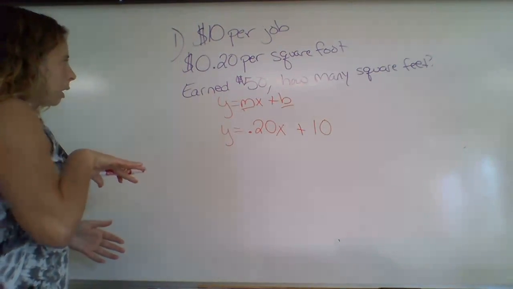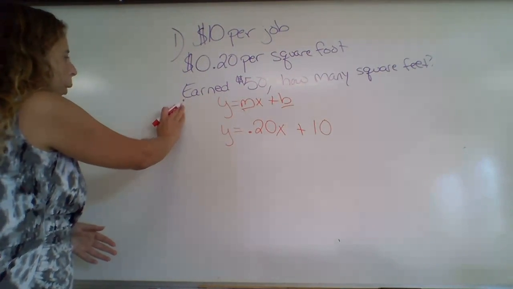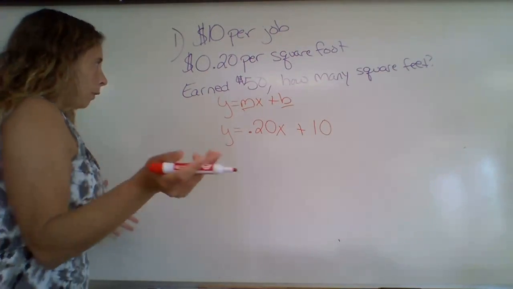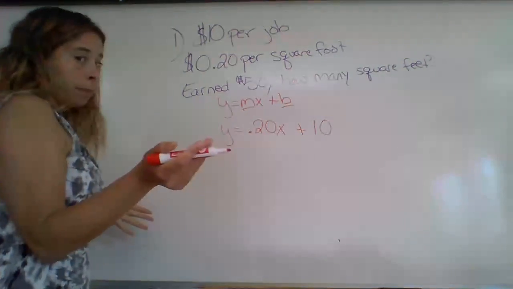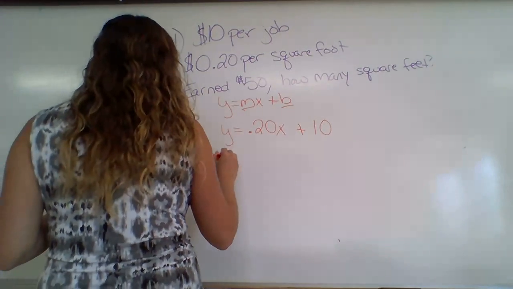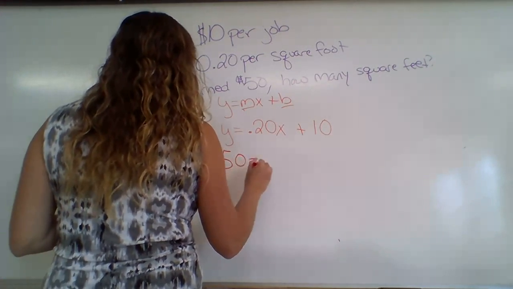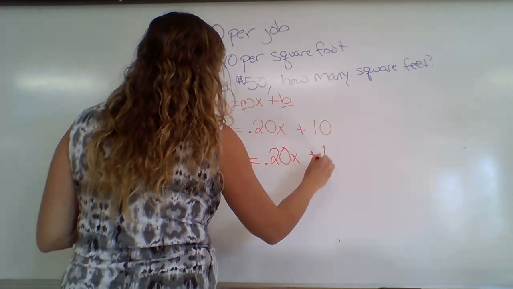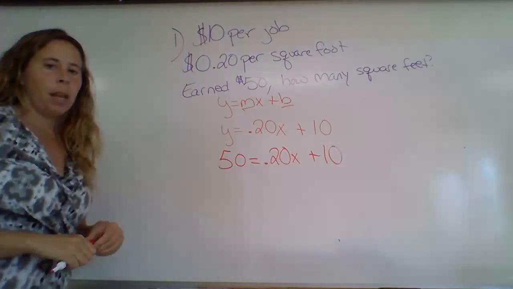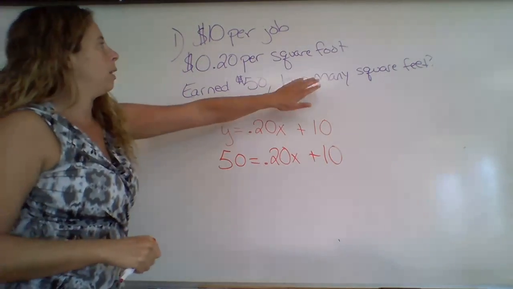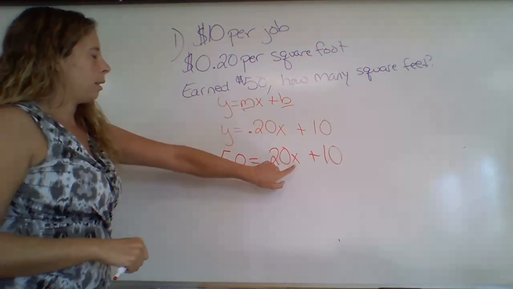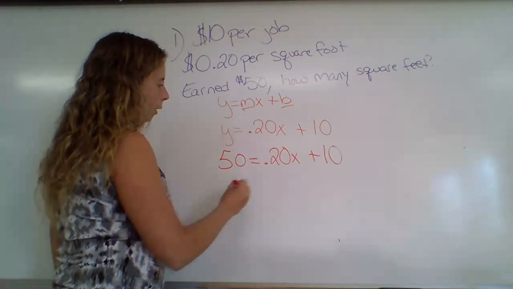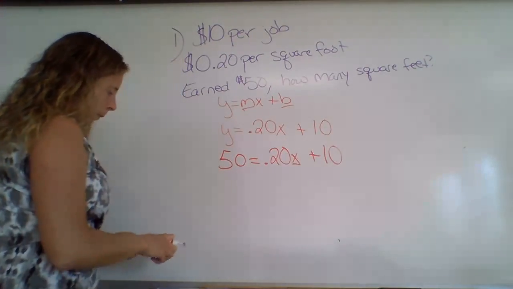But then she's saying she earned $50 for one job. So how many square feet? So I'm going to substitute 50 in for y. So 50 equals 0.20x plus 10. All right. And now you want to know how many square feet, so you're solving for x, because she charges 20 cents per square foot. So you're solving for x.